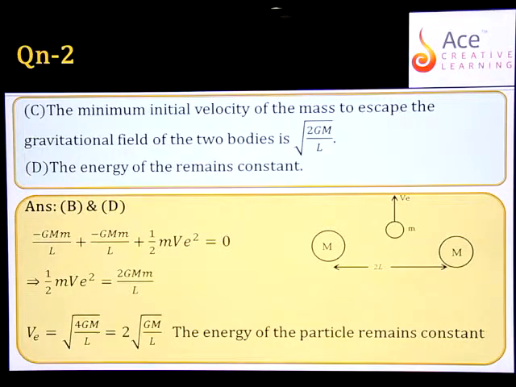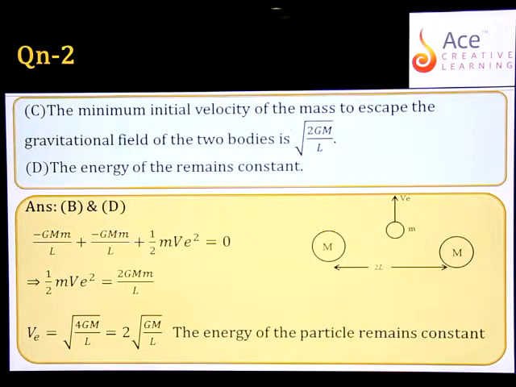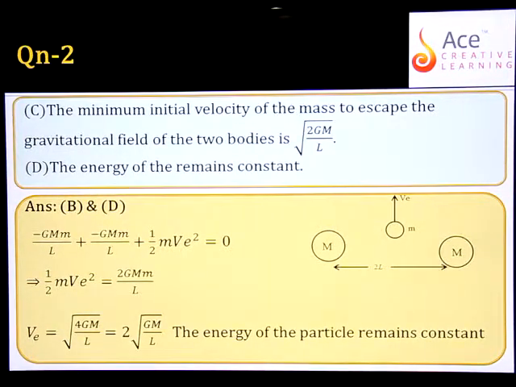We use work energy theorem. Initial potential energy is minus GMm by L, 2 times, and the kinetic energy is half m Ve squared, which is the escape velocity. The final energy, since it has to go to infinity, potential energy is also 0, and you need the minimum velocity required, so when it goes to infinity, its velocity should be 0. So both the final kinetic energy and potential energy will be equal to 0. So equating and solving, we get Ve is equal to 2 root GM by L.